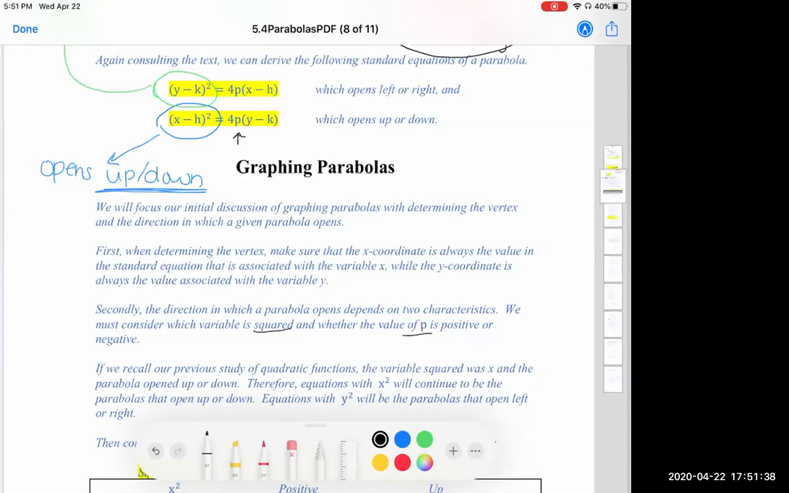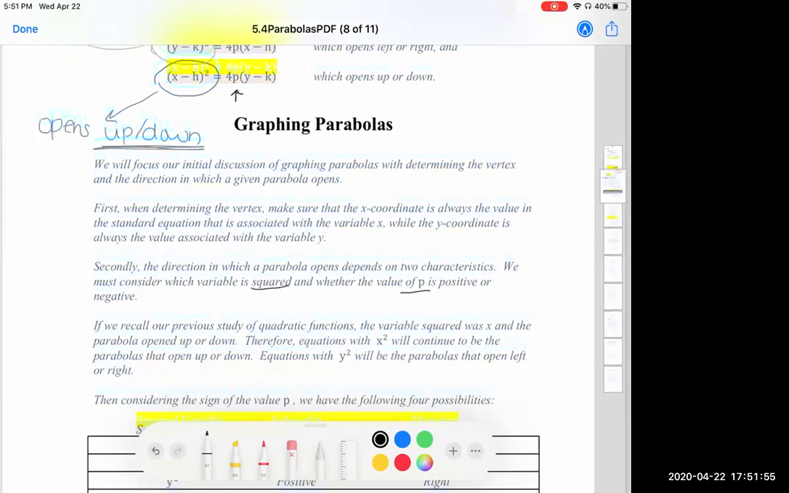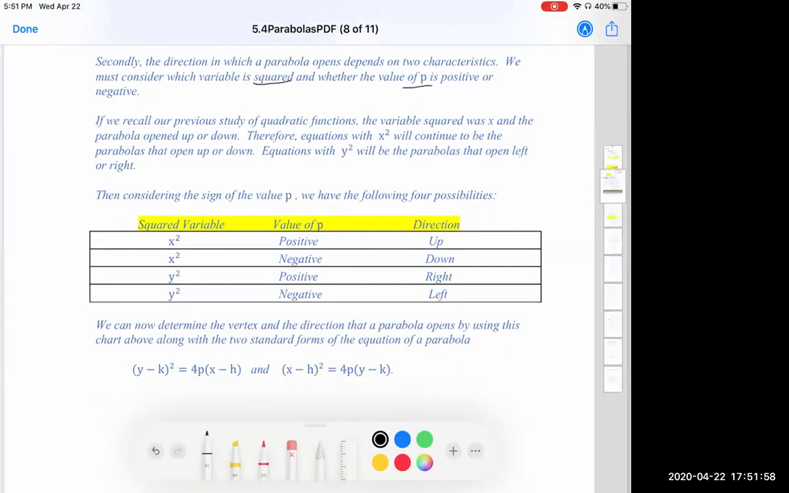If you recall our previous study of quadratic functions, the variable squared was x, and the parabola opened up or down. Therefore, equations with the x squared will continue with parabolas that open up or down. Equations with the y squared will be the parabolas that open left or right. Then considering the sign of the value p, we have the following possibilities. So it kind of guides you. If you have your x squared, you know it opens up or down. If your p is positive, it opens up. If it's negative, it opens down. Same thing for your y's, it opens left or right. If your p is positive, it opens to the right. If your p is negative, it opens to the left.